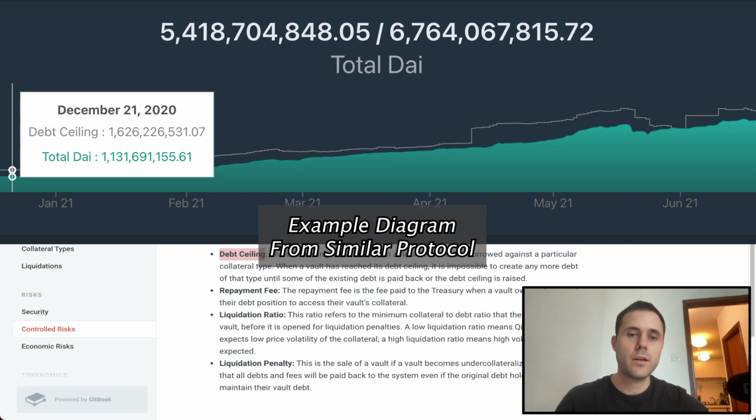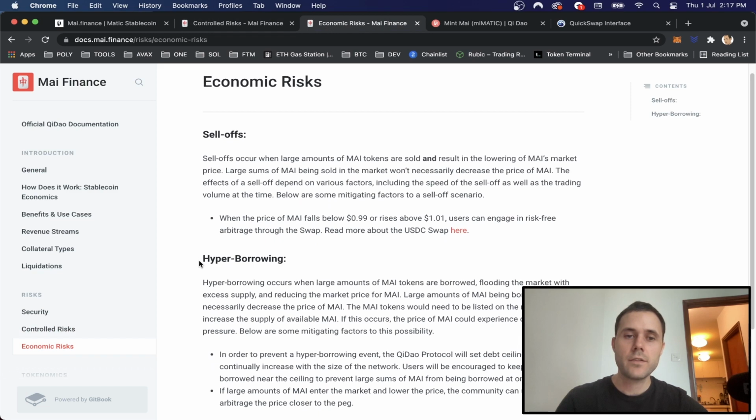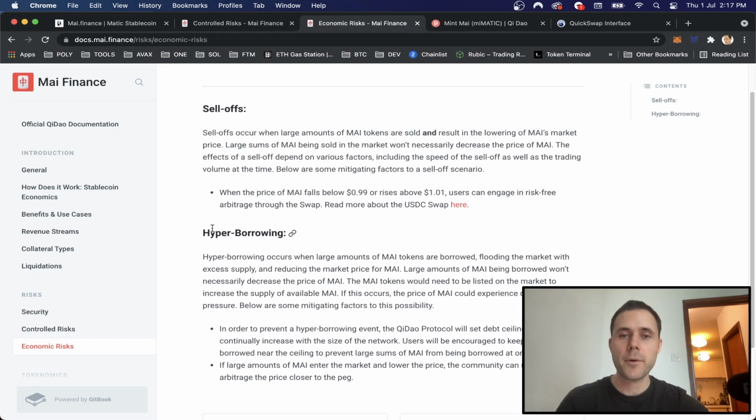So we'll talk about these economic risks. This is talking about a hyper borrowing event where a massive amount of Mai tokens are minted, something which has happened to other platforms as well. So this prevents this. In order to prevent the hyper borrowing event, QDAO protocol will set debt ceilings, which will continue to increase with the size of the network.